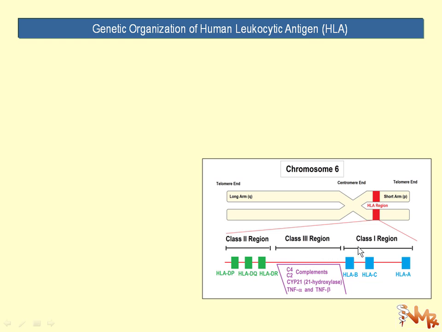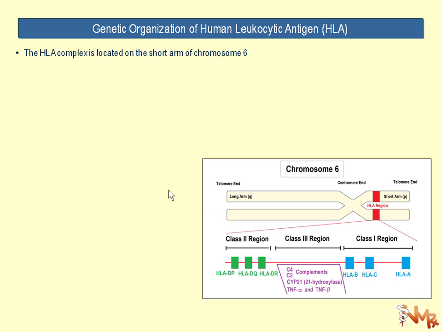Then we have the class 3 region that includes those complements that we talked about earlier, complement 4, complement 2, cytochrome P21, and also it has genes for tumor necrosis factor alpha and beta. And finally, we have class region 1 that, as you recall, has one letter in their names. Those are HLA-B, C, and A.